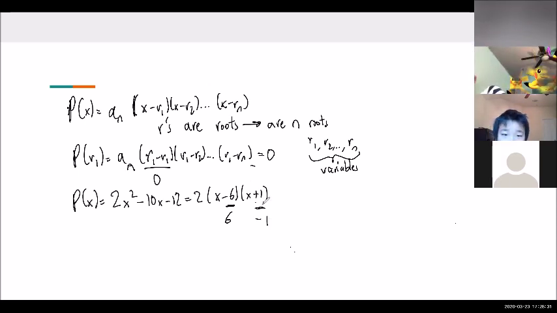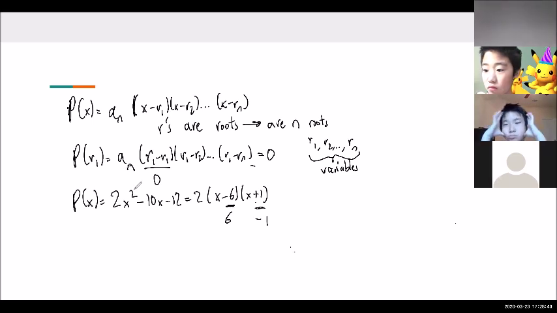This means that if you plug in 6 and minus 1, p of x will be equal to 0, which means that, as I said earlier, these are roots. And there are exactly two roots because the degree of this is 2, as it's a quadratic. Remember, the degree is the power of the highest exponent.